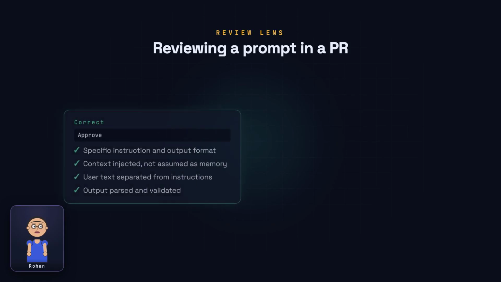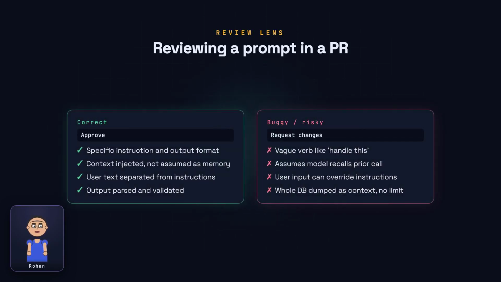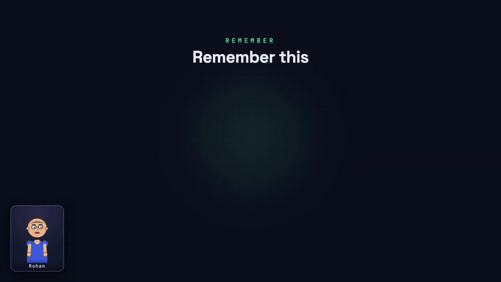Here is your review checklist. On the left, a prompt to approve. Specific instructions, context injected explicitly, user text clearly separated, so it cannot rewrite your instructions. That separation is your defense against prompt injection, and output that gets validated. On the right, request changes: vague verbs, assumed memory, injectable input, and dumping the whole database as context with no bound on tokens.